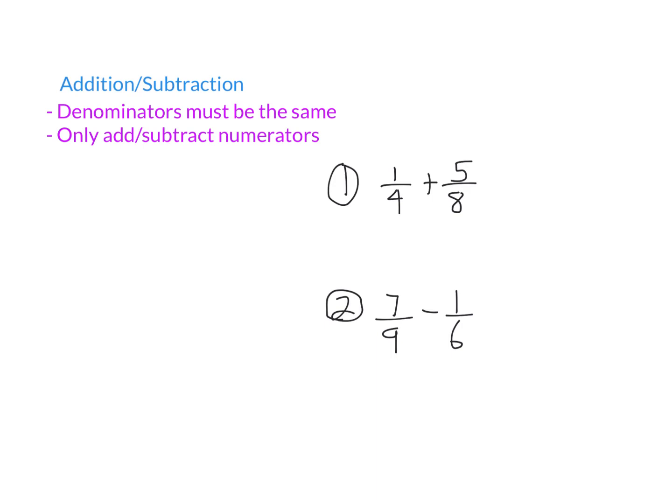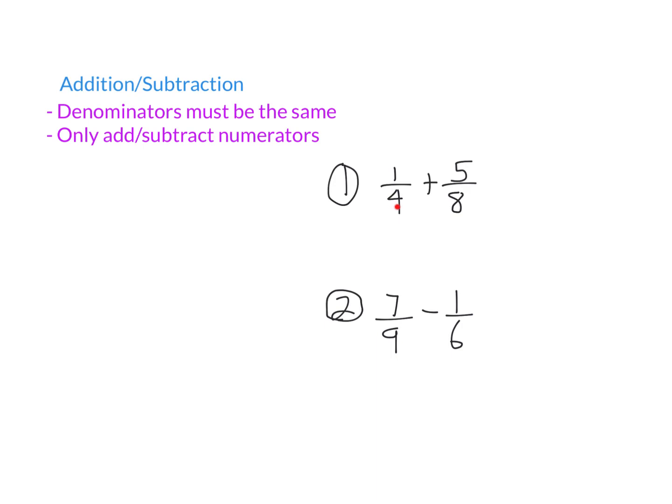When you add or subtract fractions that have the same denominator, you only add or subtract the numerators, the top numbers. All right, let's look at this example, 1/4 plus 5 over 8. Clearly the denominators are different. So what I have to do is make them have the same denominator.